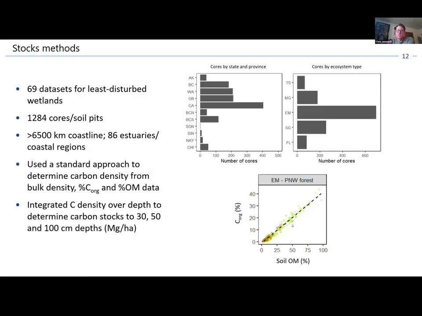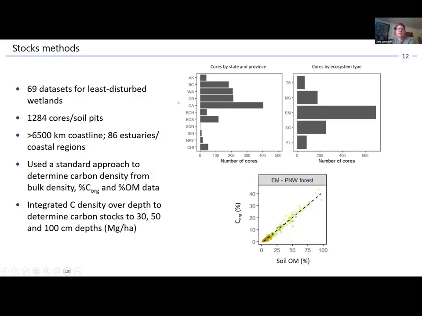That's what this bottom figure shows for each of these different kinds of tidal wetlands, so that we could convert percent organic matter into a standard metric of percent organic carbon. We integrated the carbon density over depth, and we looked at carbon stocks to 3 depths: about 1 foot, 30 centimeters, half meter, and 100 centimeters.